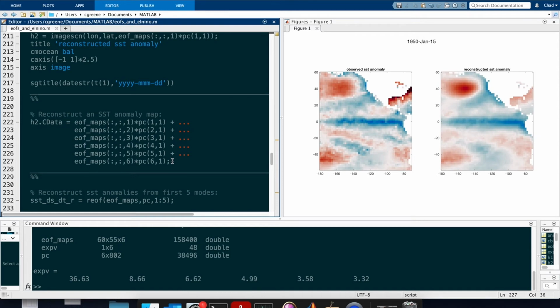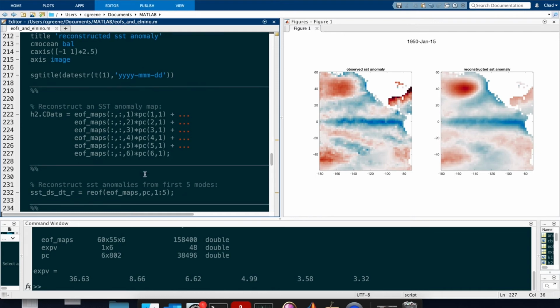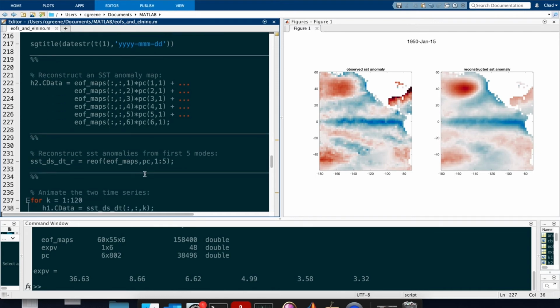And already we can see that if you analyze the first 6 modes of variability, it's starting to look a lot more like the observed sea surface temperatures for January of 1950. It just looks very similar but less noisy. And so that's actually something that gets used sometimes, is we use EOFs as a way to remove noise from a system.